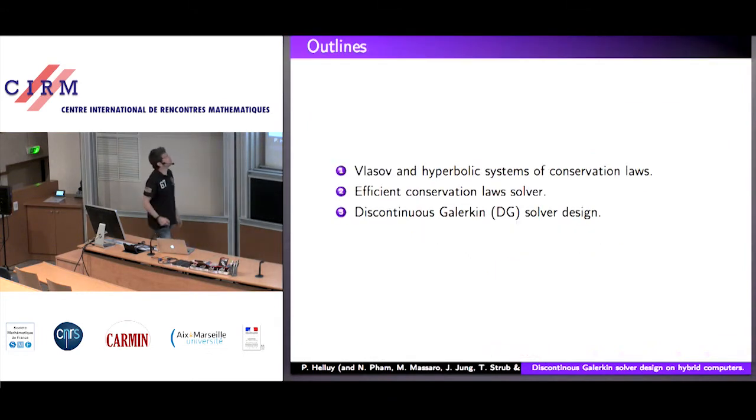Here are the outlines of the talk. The talk is mainly about how to solve a hyperbolic system of conservation laws on modern computers made of several parallel architectures. So the first point would be to explain how we can recast the Vlasov equation into a hyperbolic system of conservation laws. Then I will consider a very simple conservation law solver and explain what we have to do to make it efficient on a hybrid computer.